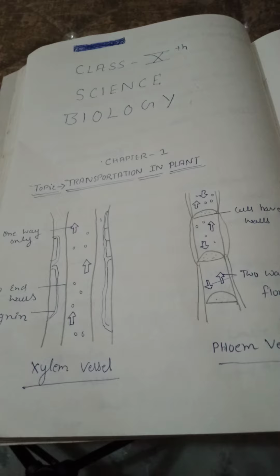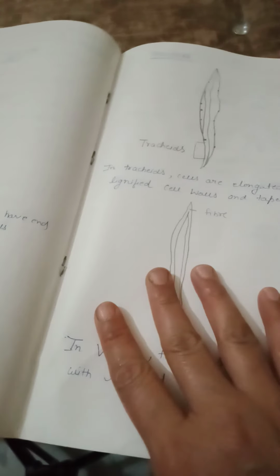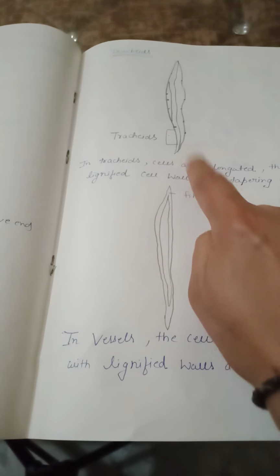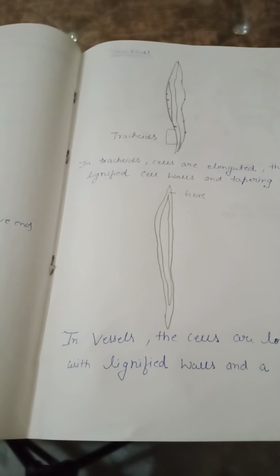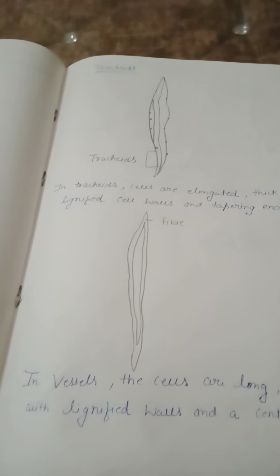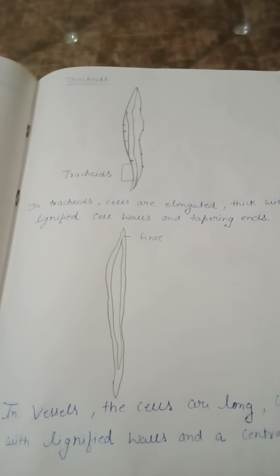Now, if we discuss the first component of xylem, that one is tracheids. Okay, that one is tracheids. This is the structure of a tracheid. Now, tracheids. What is a tracheid? It is an element of xylem.